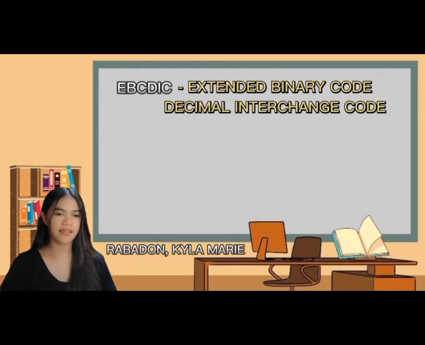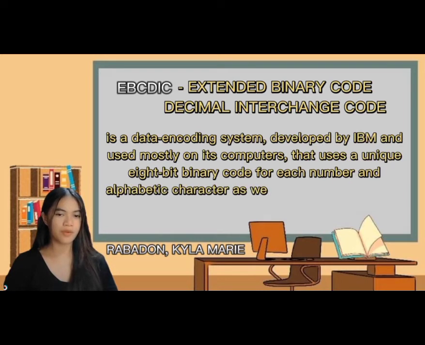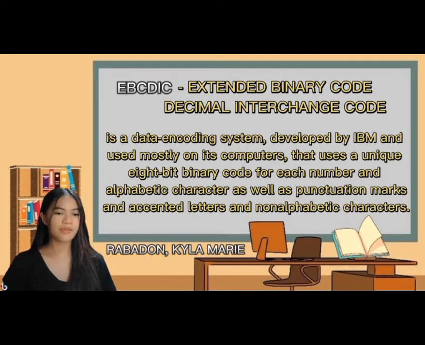EBCDIC, or Extended Binary Coded Decimal Interchange Code, is the data encoding system developed by IBM and used mostly on its computers. It uses a unique 8-bit binary code for each number and alphabetic character, as well as punctuation marks, accented letters and non-alphabetic characters.